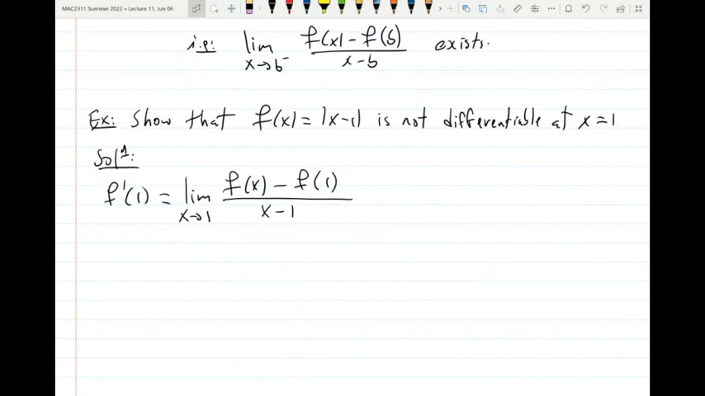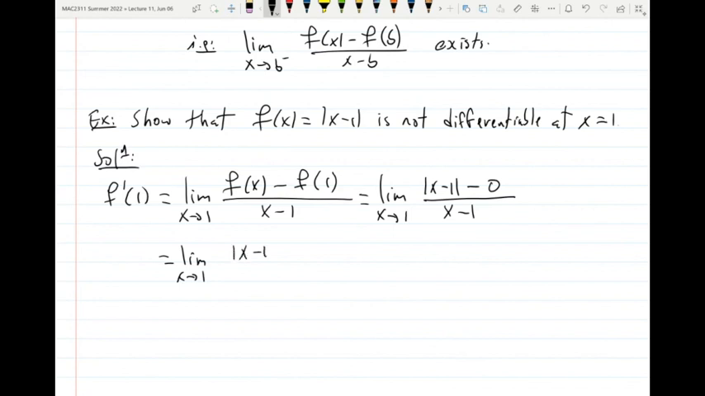Okay, so let's compute. So what happens here? f of x is absolute value of x minus 1. Then f of 1, when you plug in, that's 0. And then that would be x minus 1. So we get the limit as x approaches 1 of absolute value of x minus 1 over x minus 1. And at this point, it should be familiar to you. We have done limits like this before.